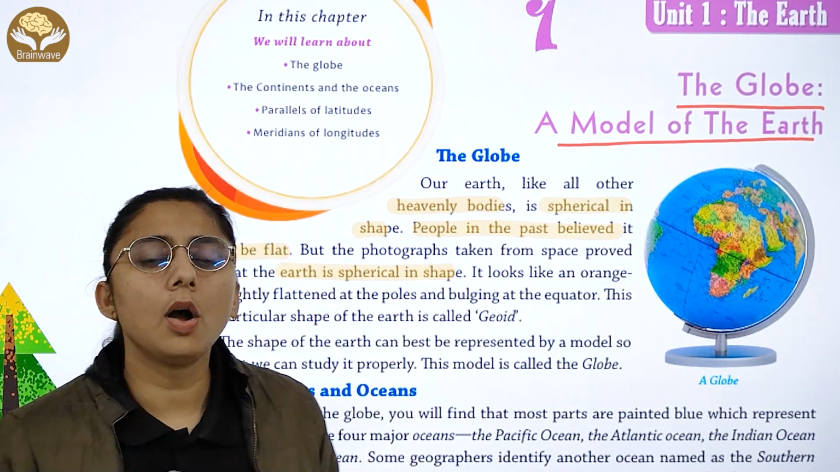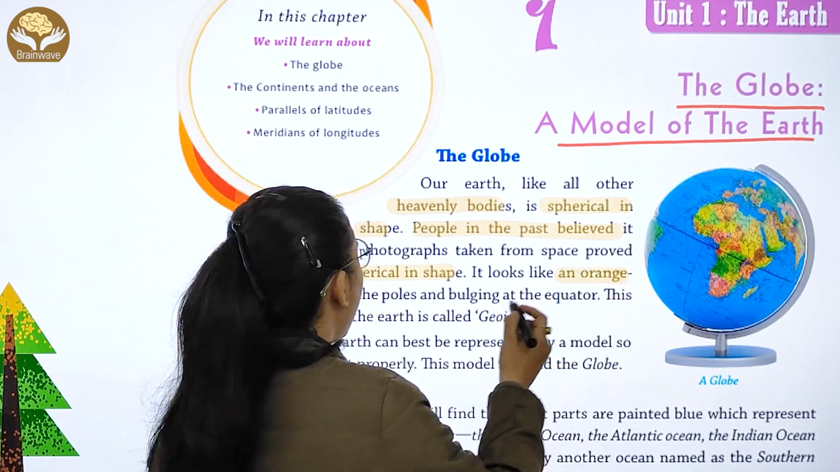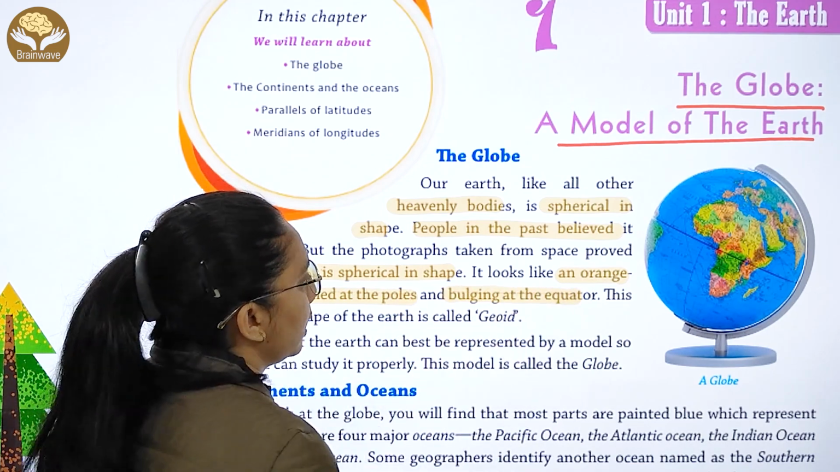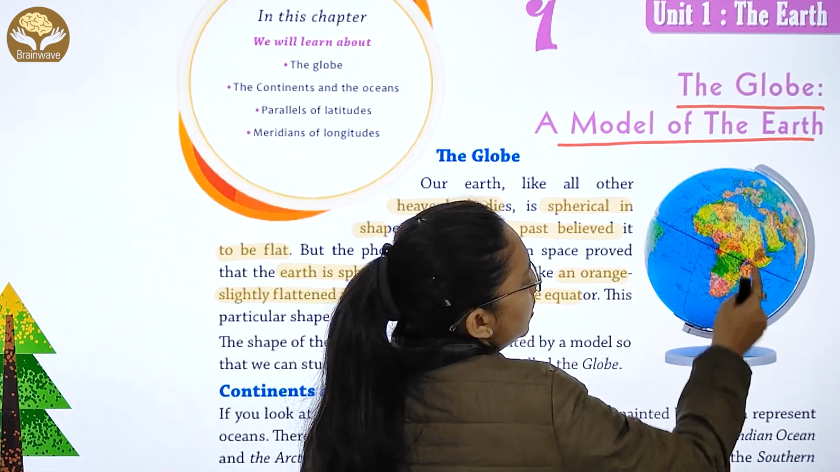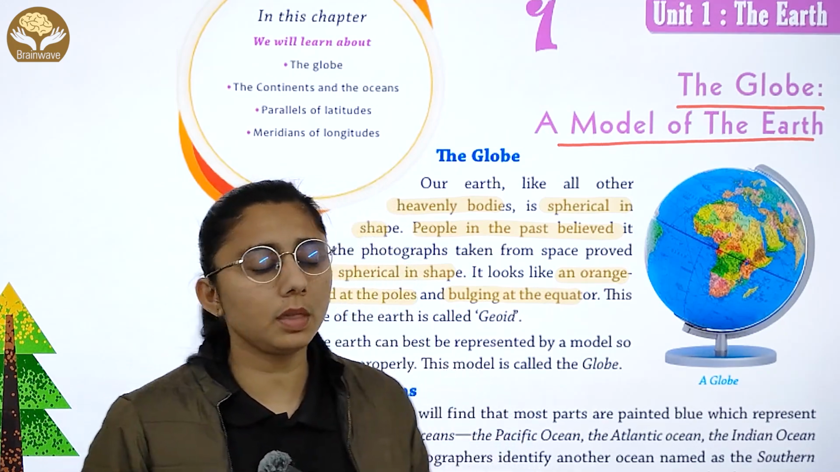It looks like an orange. How does it look? It looks like an orange, slightly flattened at the poles and bulging at the equator. The poles are slightly flat and the equator is bulging.